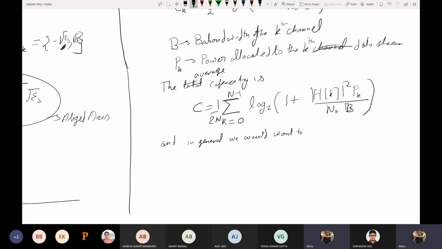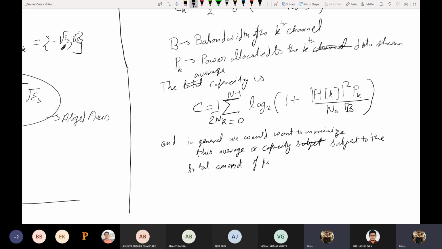In general, we want to maximize this average capacity subject to the total amount of power that we spend. Fine.